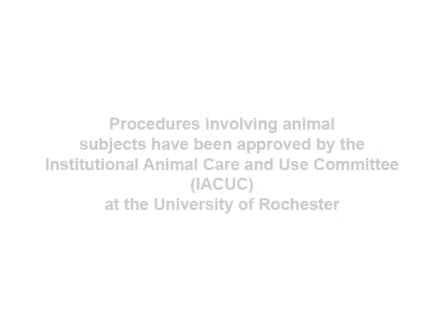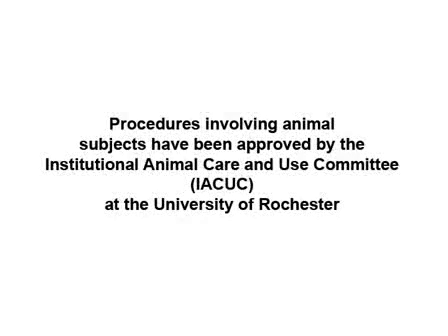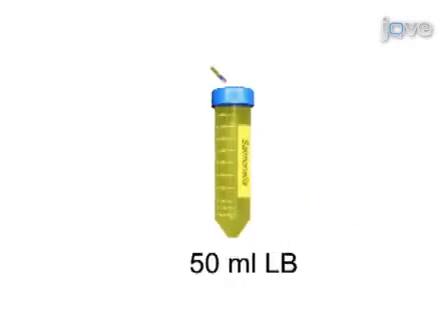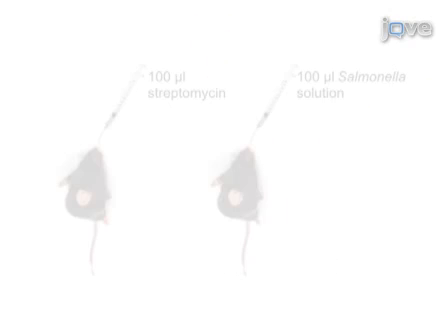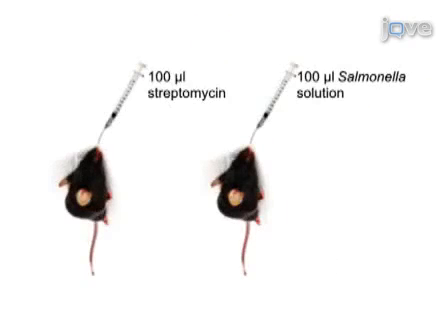The overall goal of this procedure is to establish a chronic Salmonella-infected mouse model. This is accomplished by first preparing a Salmonella solution. The second step of the procedure is to gavage mice with streptomycin, followed by Salmonella or with streptomycin only.